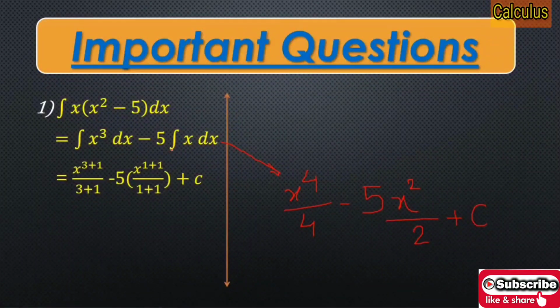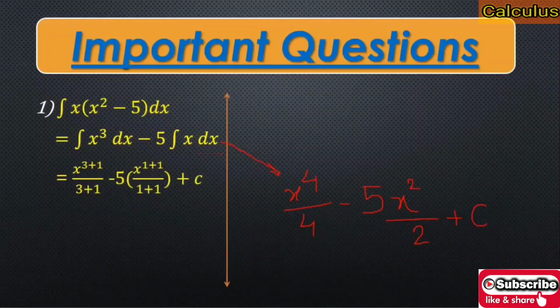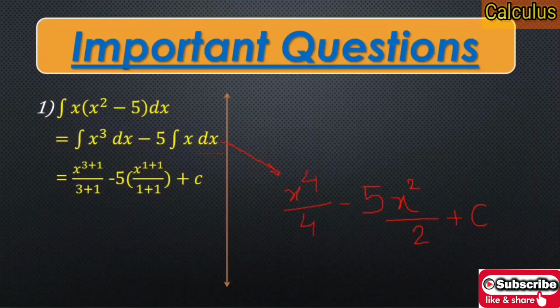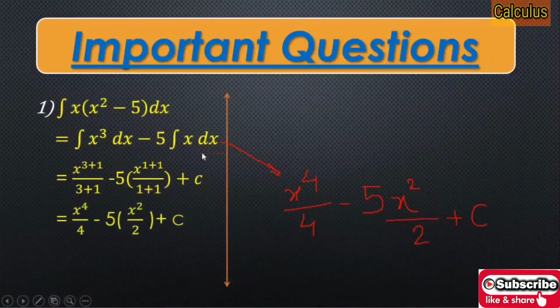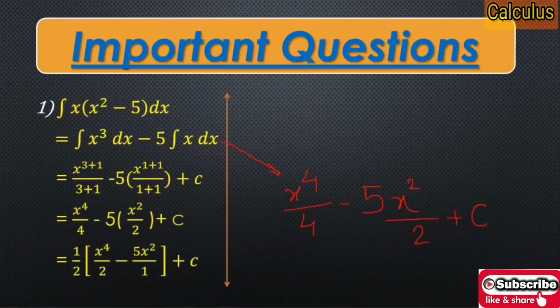You can see here. Now that becomes x to the power 4 by 4 minus 5 x square by 2 plus c. Now you can take 1 by 2 common.